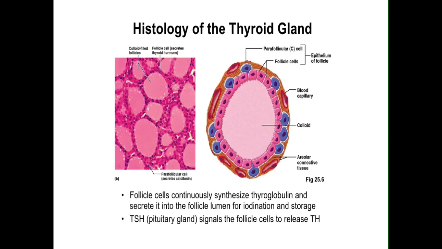The other type of cell in the follicle epithelium is the parafollicular or C cell, which produces calcitonin. This is a hormone which is involved in the metabolism of calcium, which is discussed in greater detail in a separate podcast on this website.